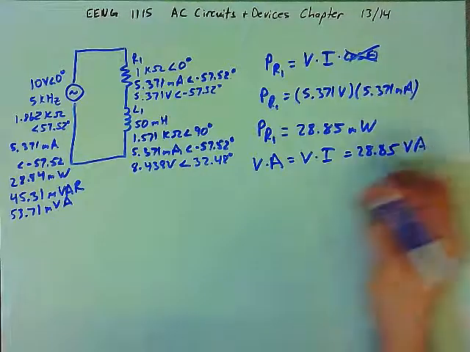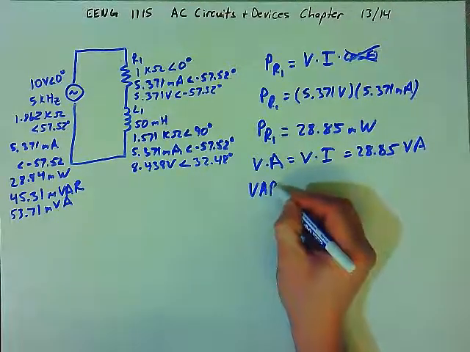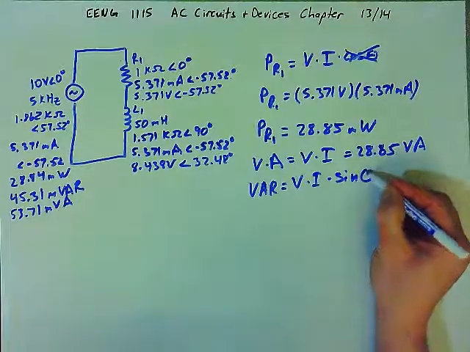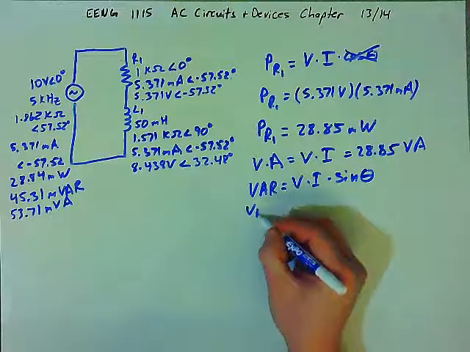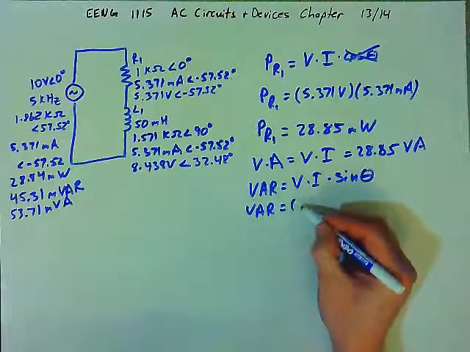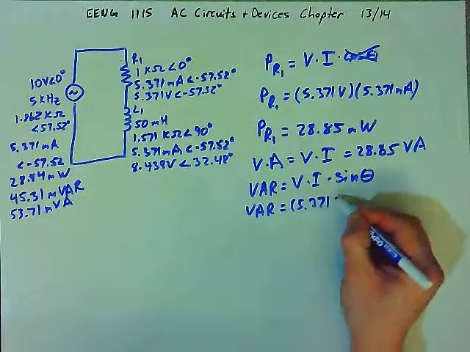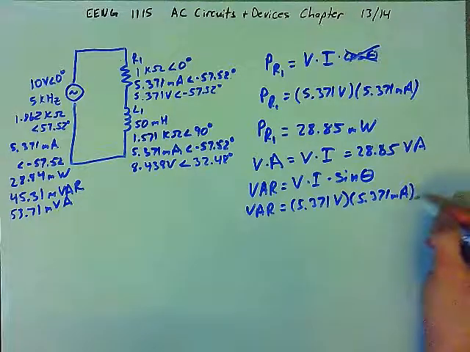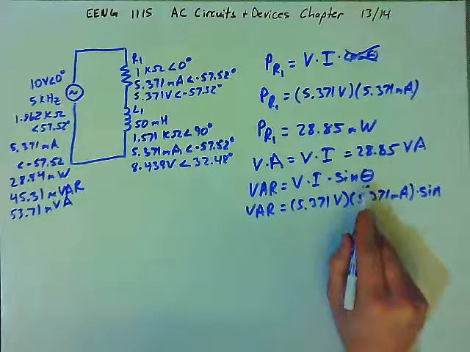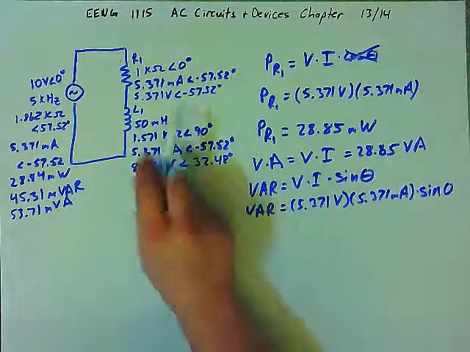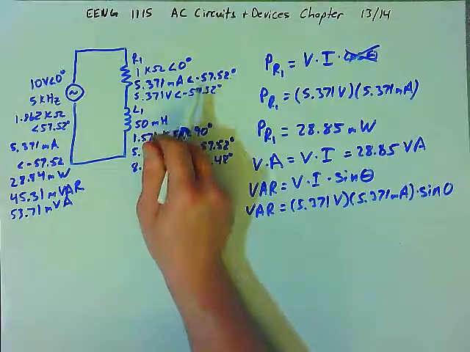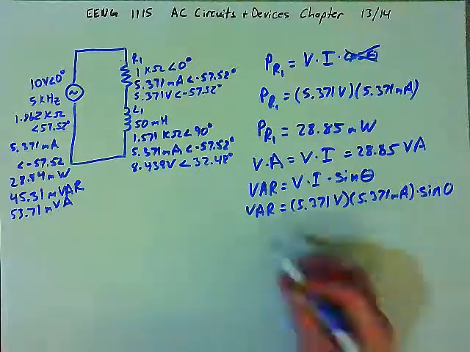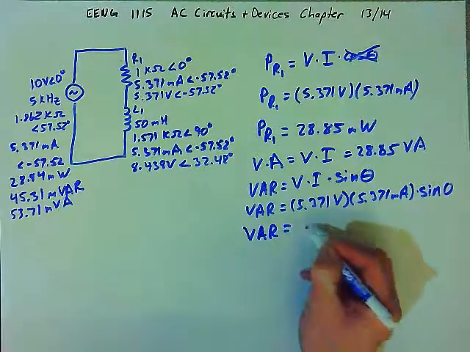millivolt amps. We could also look at the VAR for the resistor, which is going to be voltage times current times the sine of the angle. And here, I'll go ahead and write this out. The voltage is 5.371 volts. Current is 5.371 milliamps times the sine of the difference between the angles, which is 0. Right, so again, there's no phase angle between them. The sine of 0 is 0, and 0 times any number is 0. So the VAR for the resistor is 0.